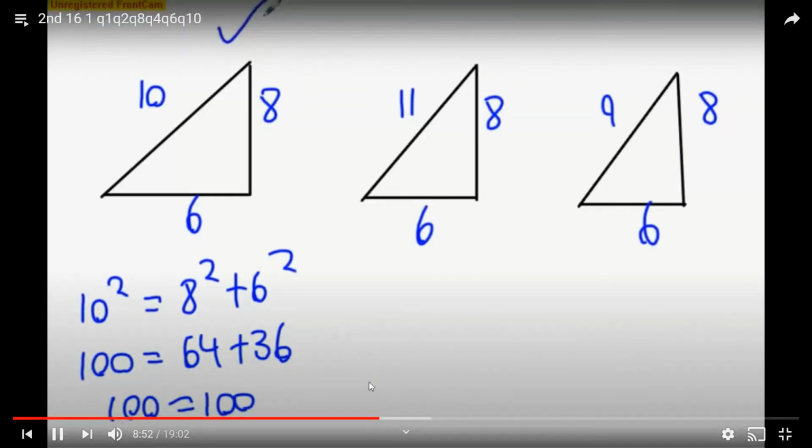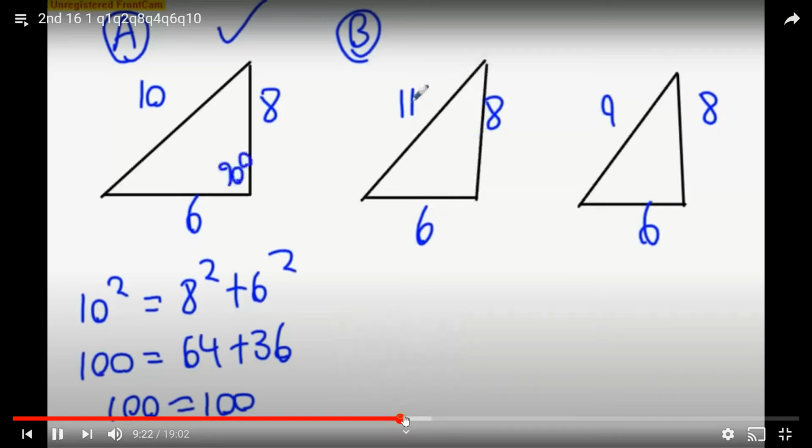Okay, and we're going to see what happens this time. Well, in this case, which is triangle B, the 11 is longer than the 10, and it causes it not to be 90 degrees anymore. It will cause it to be bigger than 90 degrees. See the way we're making that 11 slightly bigger?